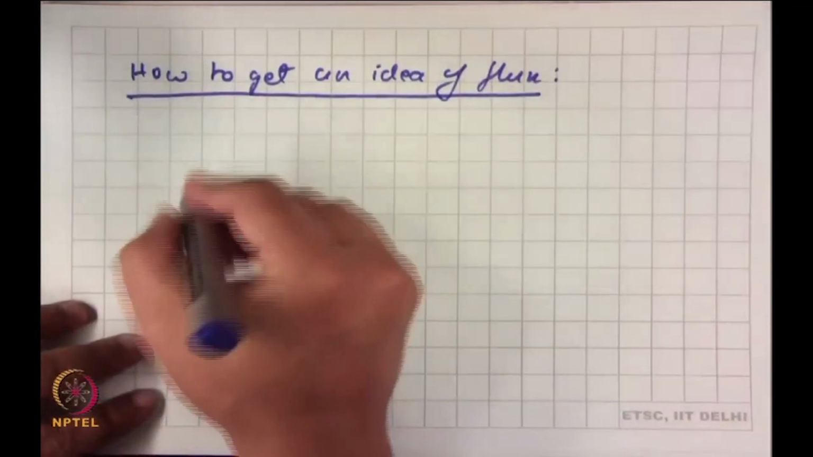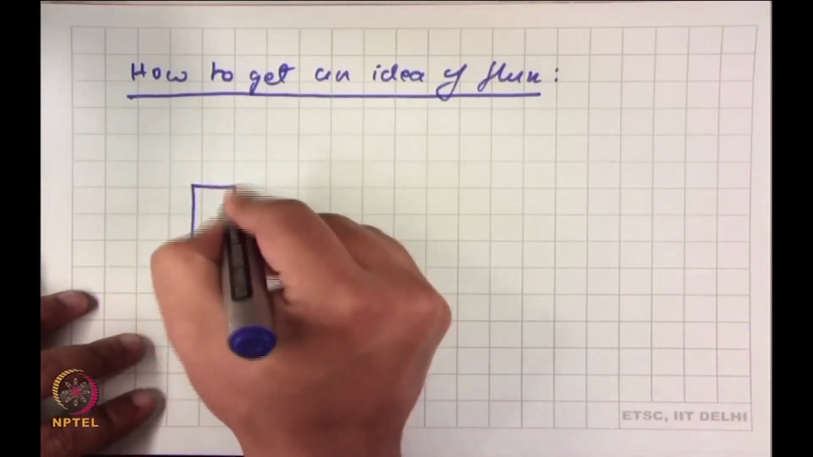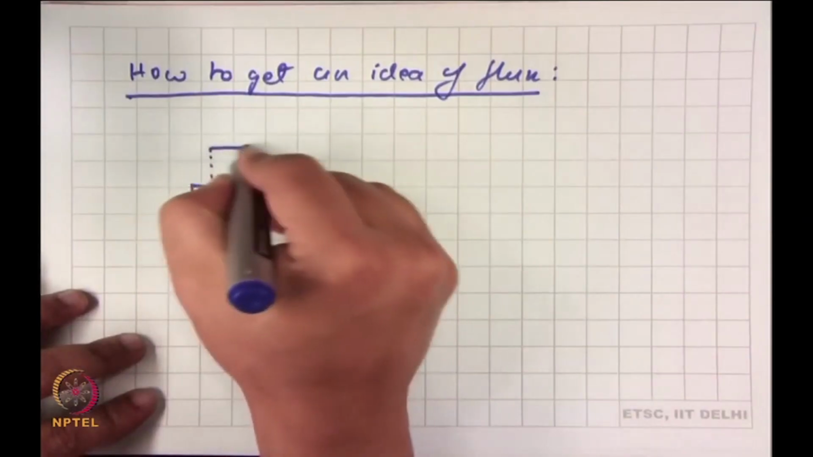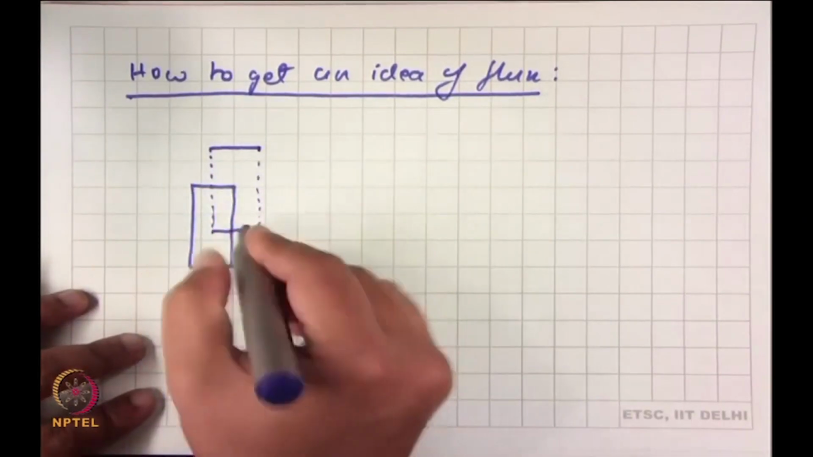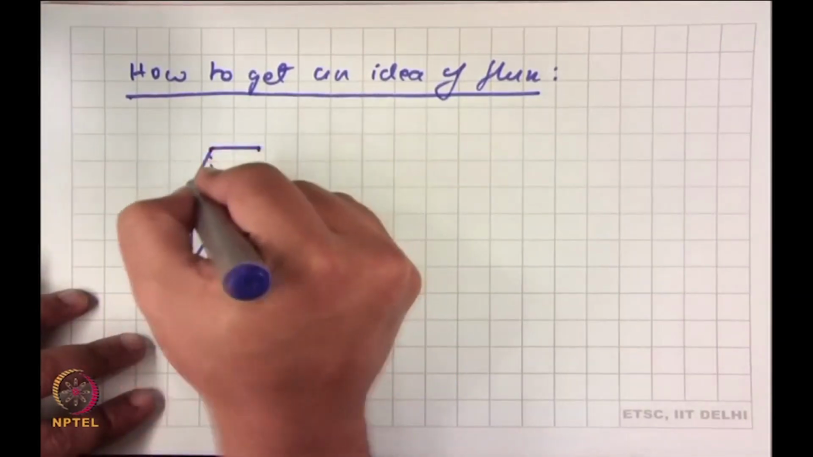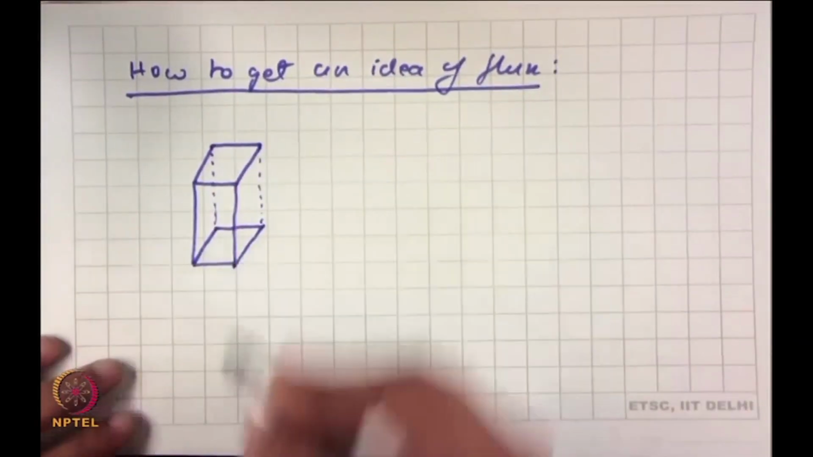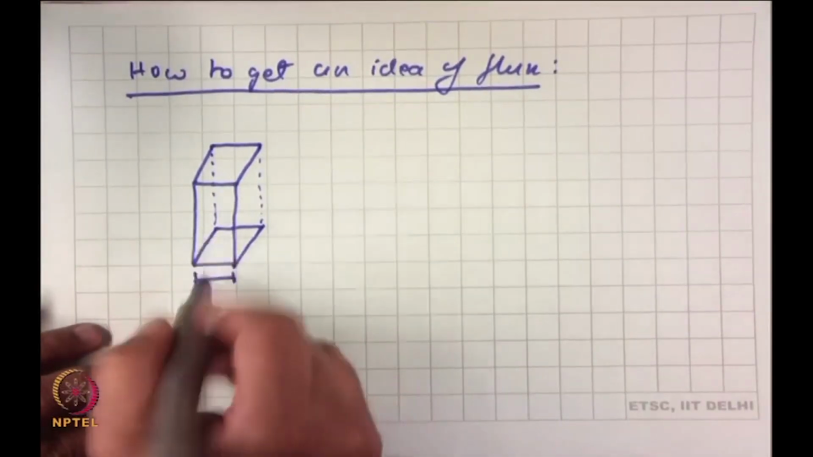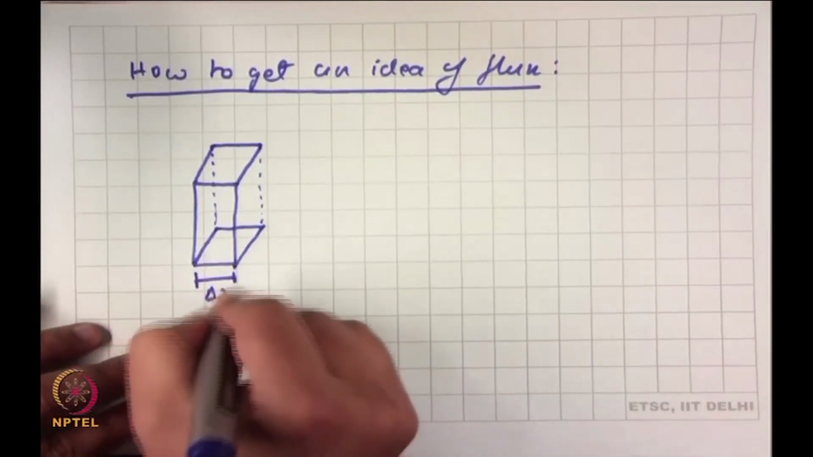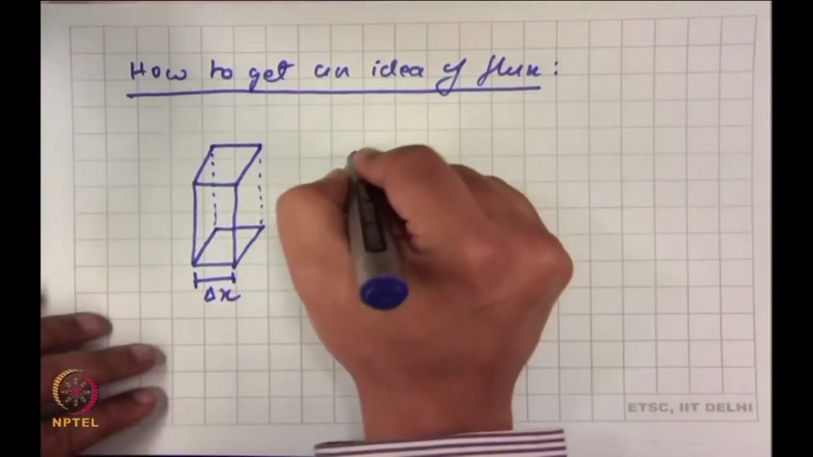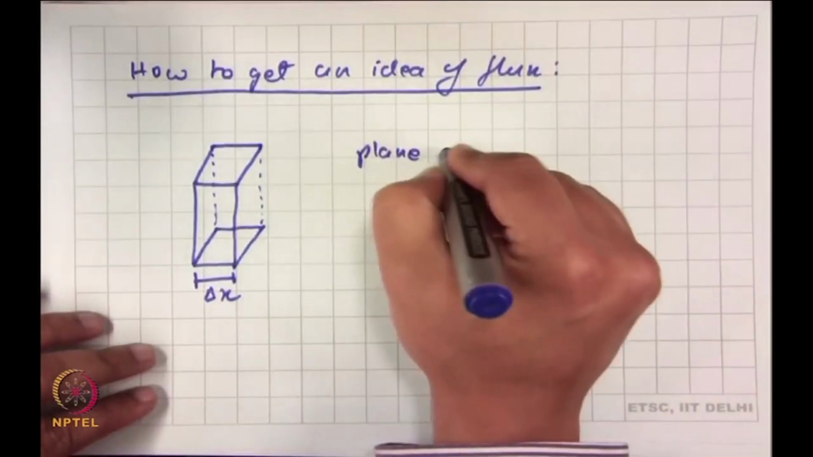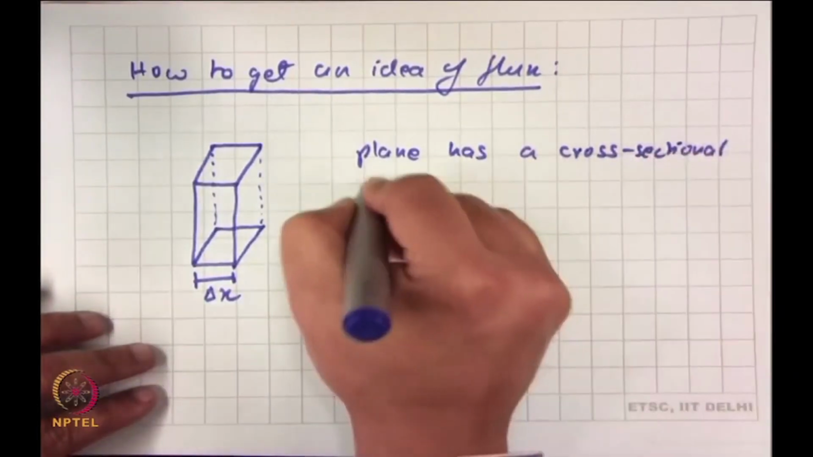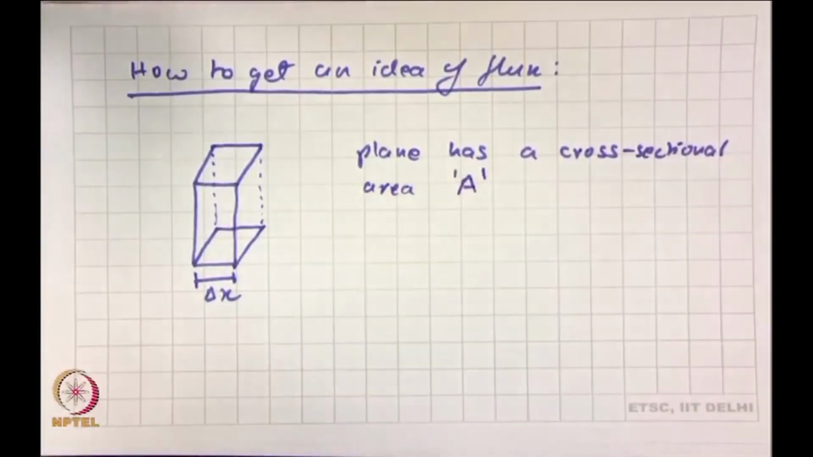Okay. So, again we do the same thing. We take a cross sectional plane, and we say that the distance or the length of this edge is delta x, and we say that the plane has a cross sectional area A. The plane has a cross sectional area A.